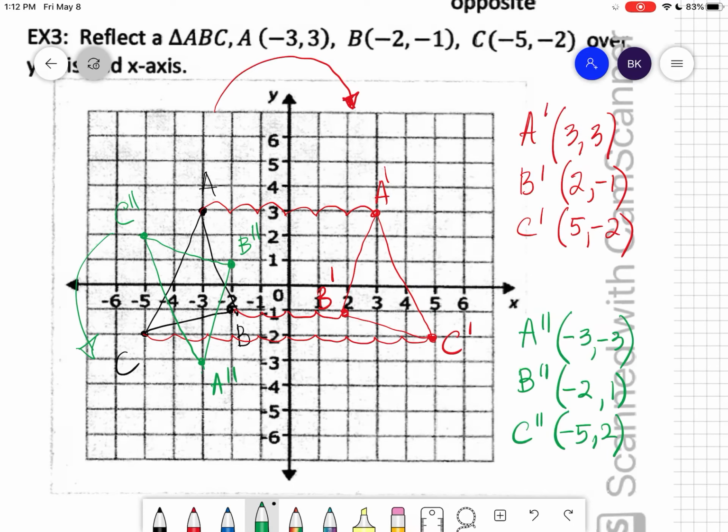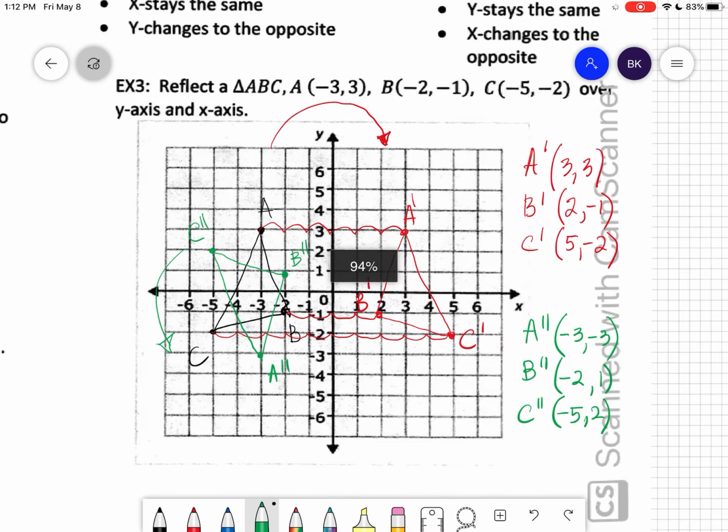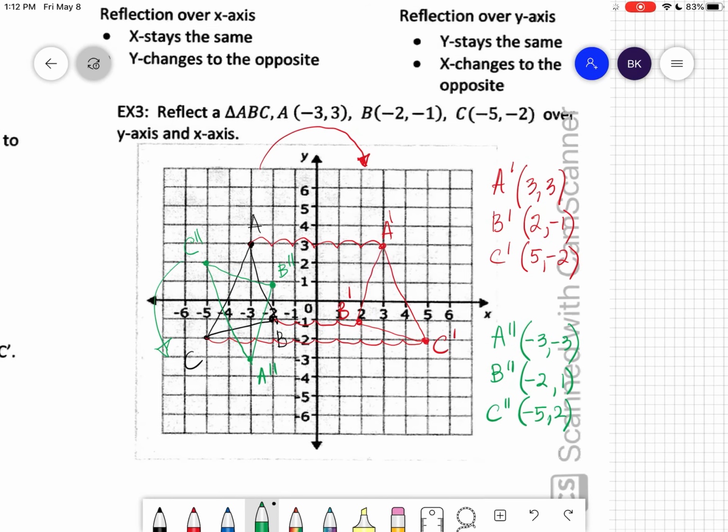So notice it kind of looks flipped, right? When you reflect over the x-axis. So that is pretty much it. Again, it's up to you. Follow the rules, or just count the number of units up and down, left or right, depending on which axis you are reflecting the shape over, and you will be just fine.